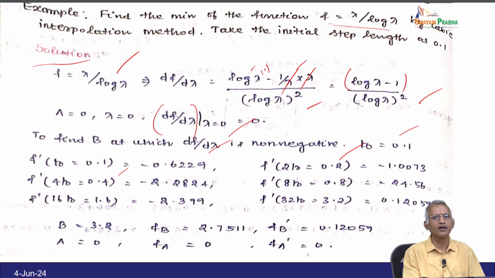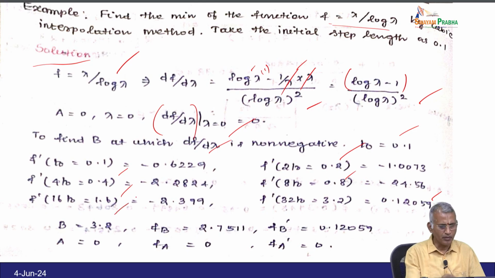and f dash of 8 t naught equal to 0.8 equal to minus 24.56 and f dash of 16 t naught equal to 1.6 equal to minus 2.399 and f dash of 32 t naught equal to 3.2 is minus 0.12059. Now we got the value of what? B, FB and FB dash.